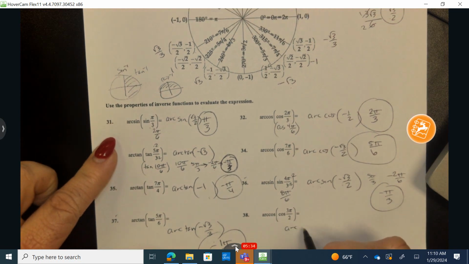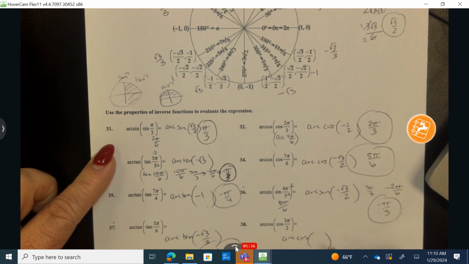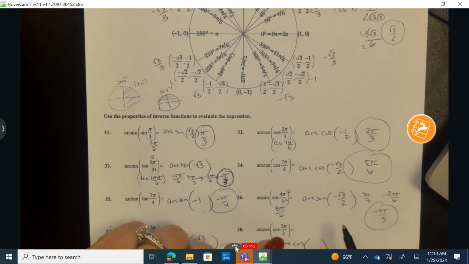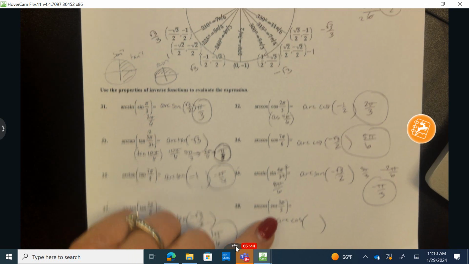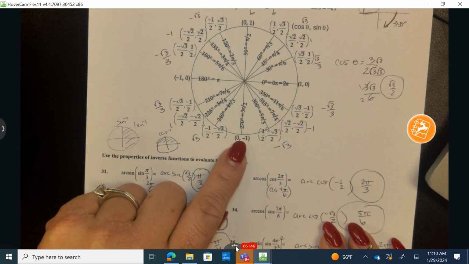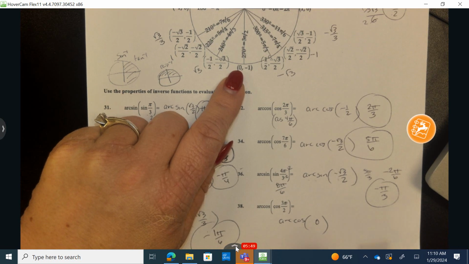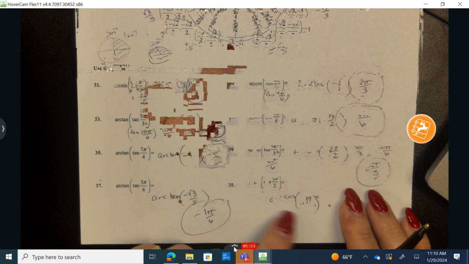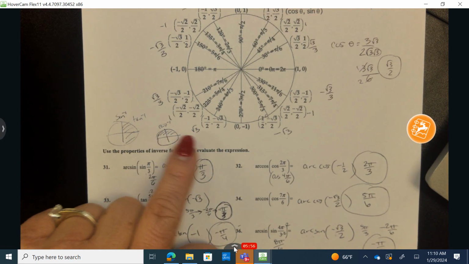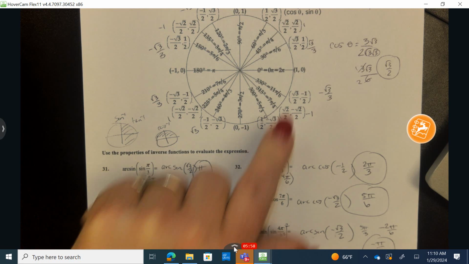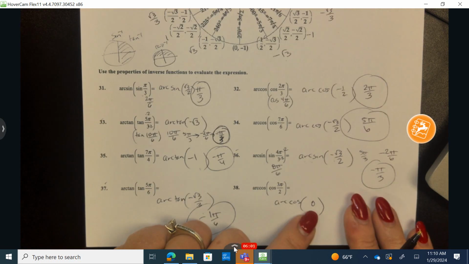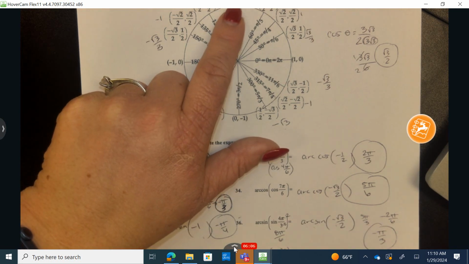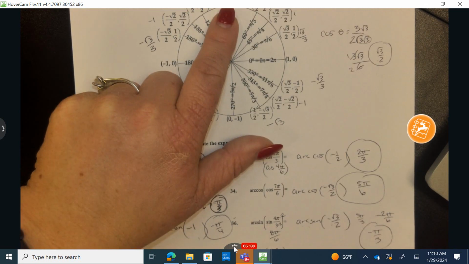Lastly, arc cosine. So where's the cosine equivalent to 3 pi over 2? 3 pi over 2 is going to be right here. The cosine is 0. And then we ask ourselves, where can we find a cosine of 0? In quadrants between 0 and 180 degrees. So from here to here, where can we find a cosine of 0? A cosine of 0 is right up here, and that is at pi over 2.